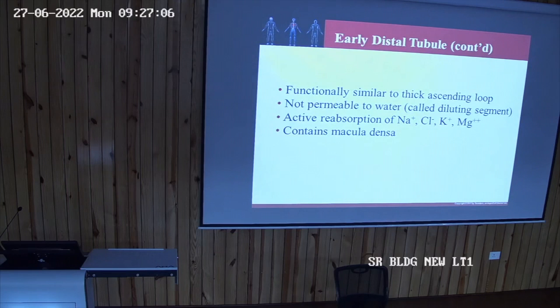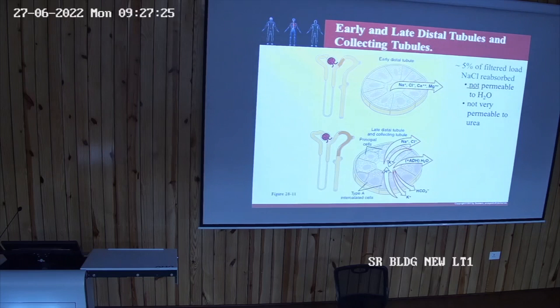So early distal tubule is functionally similar to the thick ascending limb, not permeable to water, called the diluting segment. Active reabsorption of sodium, chloride, potassium, magnesium. It contains the macula densa, if you remember the structure of the juxtaglomerular apparatus. Okay, early distal tubule. Now 65% of the sodium has already been reabsorbed at the PCT.